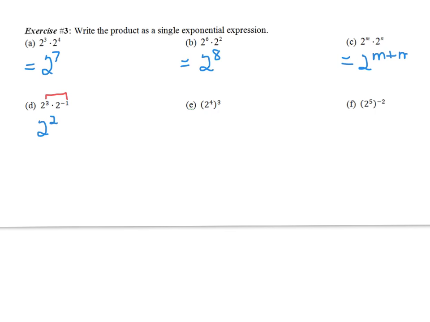Now in parts E and F, this time we're looking at the power rule. So the power rule says that when I am raising a power to a power, I need to multiply those exponents together. So it's important that we recognize in each case what rule is being applied. So when I multiply those exponents together, I'm getting 2 to the 12th power.